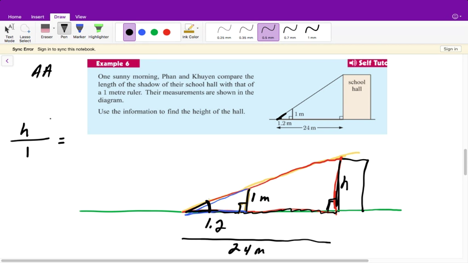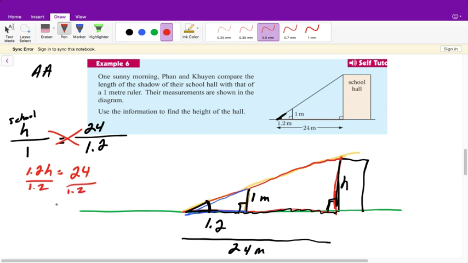And now remember, we have to stay consistent. So since I did the school in my numerator, I need to do the shadow of the school in my numerator as well. So that would be 24. And then over the shadow of the meter stick, so 1.2. And now we set this up, and you should be able to solve this by now. We will cross multiply. So 1.2h is then equal to 24. We will then do 24 divided by 1.2. And our h is then equal to 20.